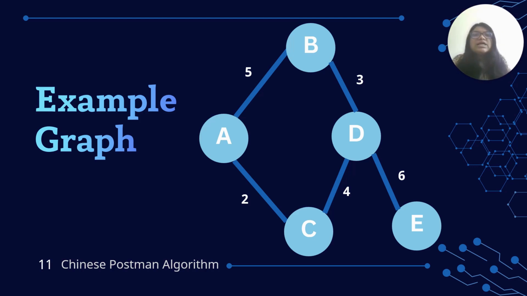Vertex E only connects to D. That's degree 1. That means it is also odd degree. Since we have 2 odd vertices, D and E, this graph is non-Eulerian. We need to fix it. Let's begin step 1.